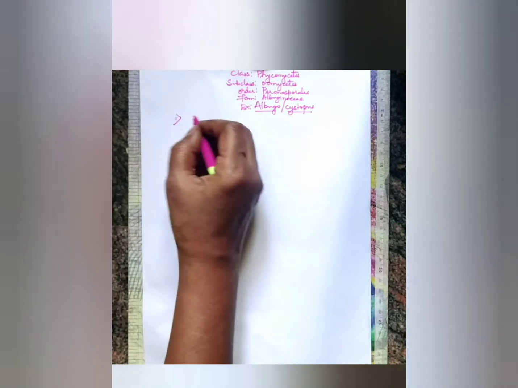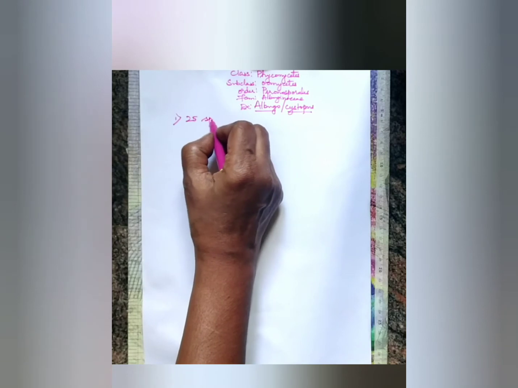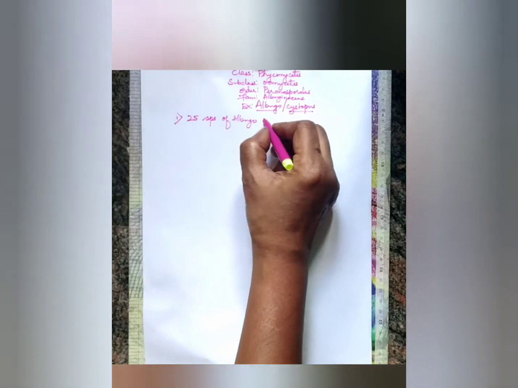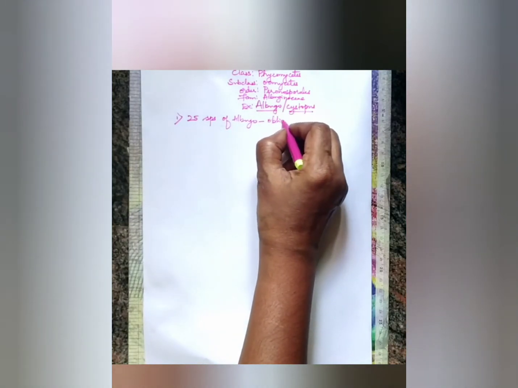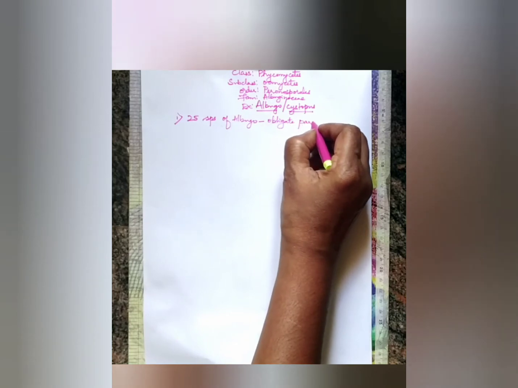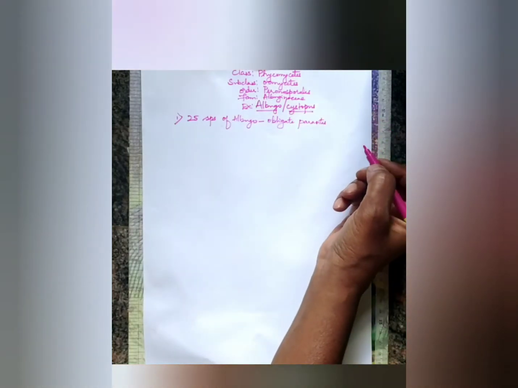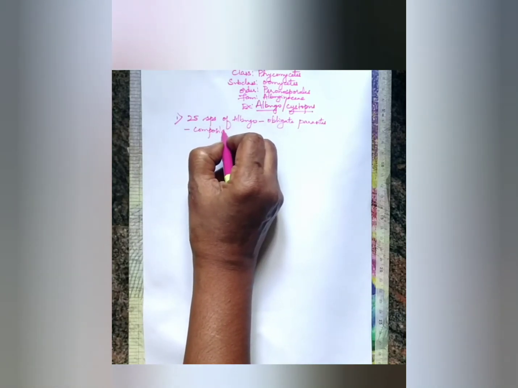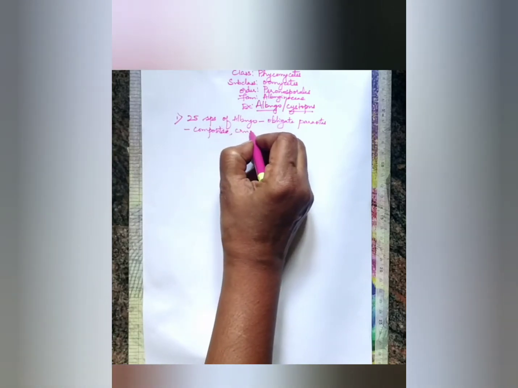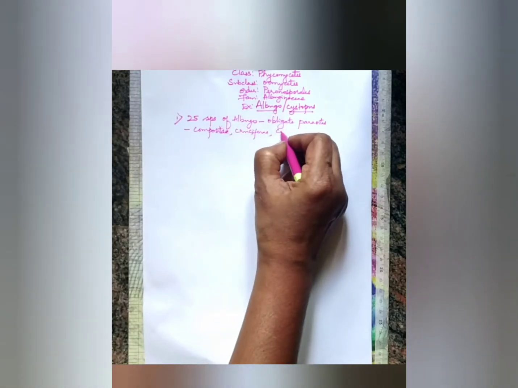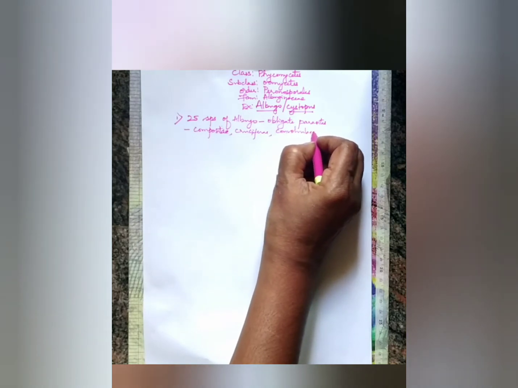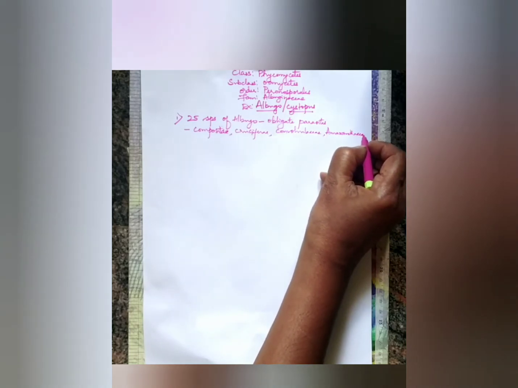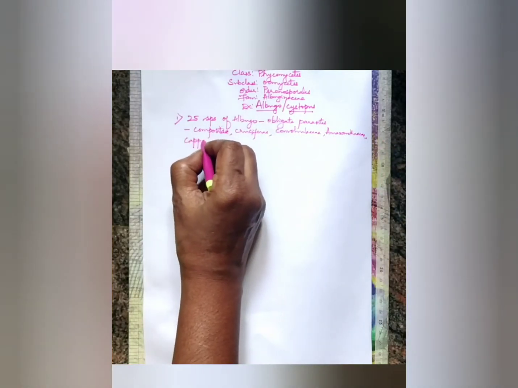There are about 25 species of Albugo, and all these species live as obligate parasites on a number of flowering plants which belong to the family Compositae, Cruciferae, Convolvulaceae, Amaranthaceae, Capparidaceae, etc.